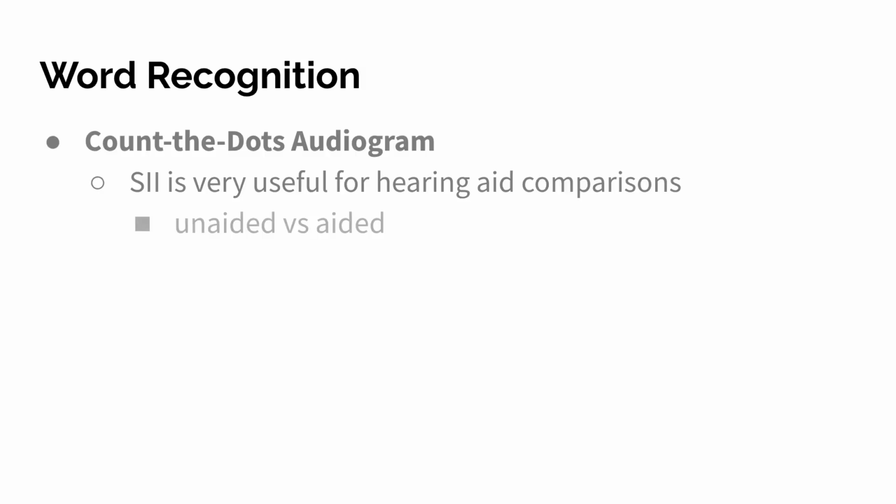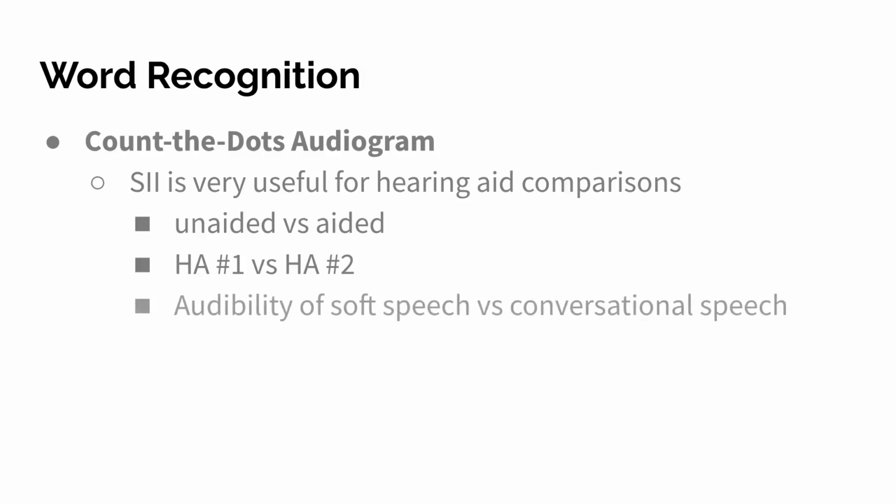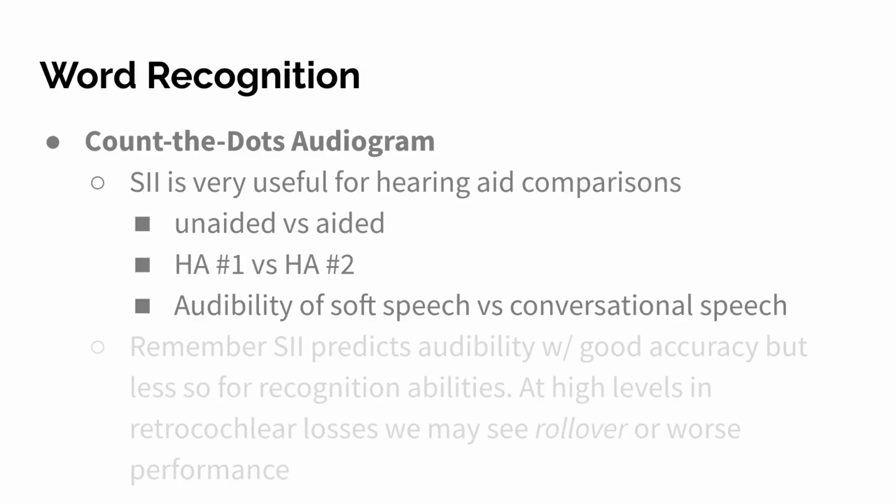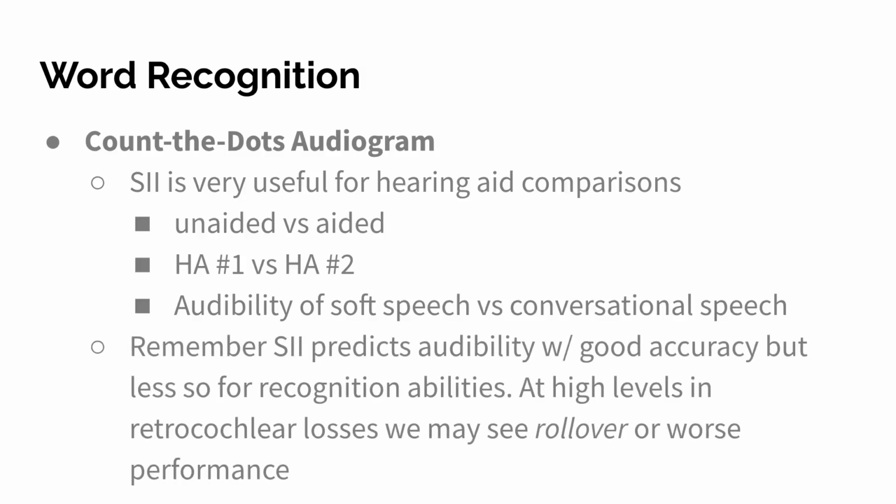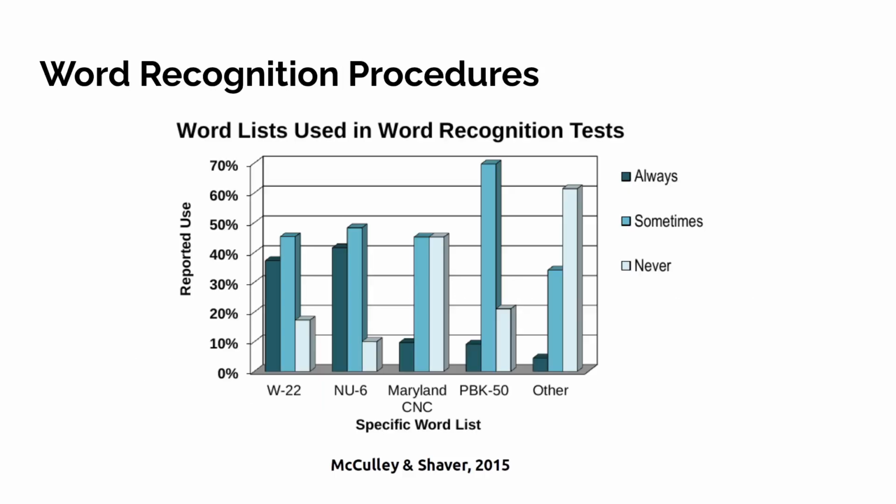So the SII is very useful for hearing aid comparisons: unaided versus aided, hearing aid 1 versus hearing aid 2, audibility of soft speech versus conversational speech versus loud speech. Remember, SII predicts audibility with good accuracy, but less so for recognition abilities. At high levels, retrocochlear hearing losses may see rollover or worse performance, and there can be a discrepancy with word recognition performance falling below SII.